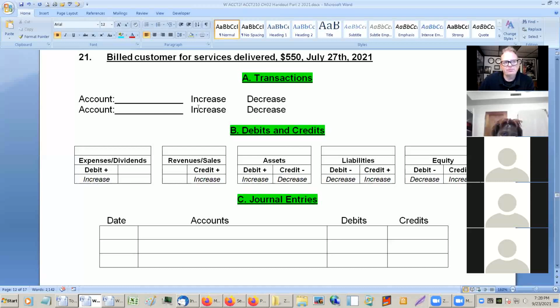Well, first of all, is it gonna be money coming in or going out? Coming in. Billed customer for services, right? It needs to come in. It hasn't come in yet. So we hand them the bill. It doesn't say that they paid it yet. But we believe that it will come in. So the accounts receivable. So what accounts are we going to use here?